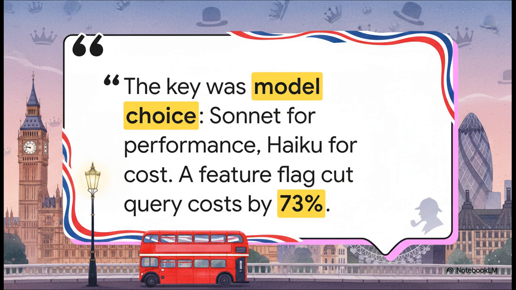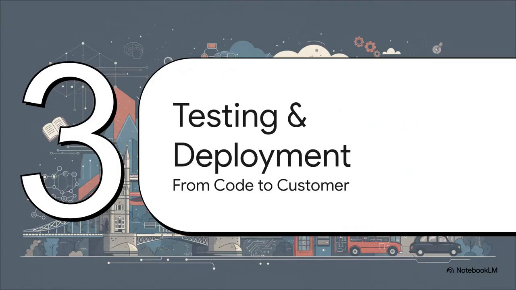Instead of getting stuck choosing between the more powerful Sonnet model and the much cheaper Haiku model, the team used both. A simple feature flag routes complex queries to Sonnet and simpler ones to Haiku. That one move, just a simple bit of routing logic, cut their per-query costs by over 70%. That's a massive win.